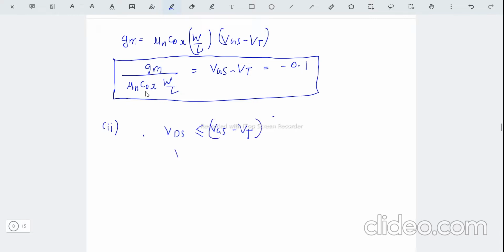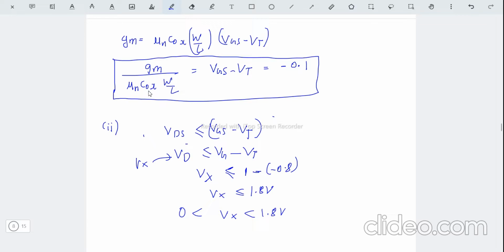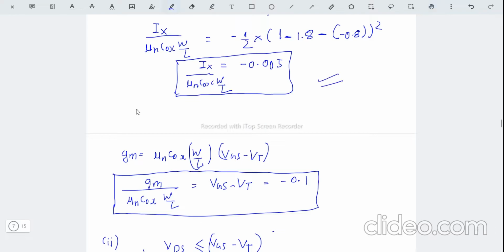So the saturation condition is given by, cancelling Vs on both sides, Vd less than or equal to Vg minus Vt. Here the drain voltage is Vx, Vg is at 1 volt, and the threshold voltage of the PMOS is minus 0.8. So Vx would be less than or equal to 1.8 volts. Up to this range the PMOS would be in saturation, and it will have the normalized values of Ix and Gm as shown here.